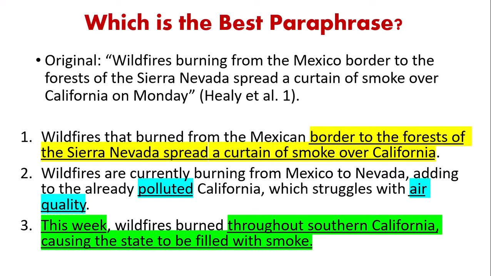The Mexican border is at the bottom of California. The Sierra Nevada mountains are about in the middle. So yeah, throughout Southern California is a good way to describe that without using those exact terms. And the reader who might not know where the mountains are, you're explaining it for them to make it a little bit easier for them to picture.